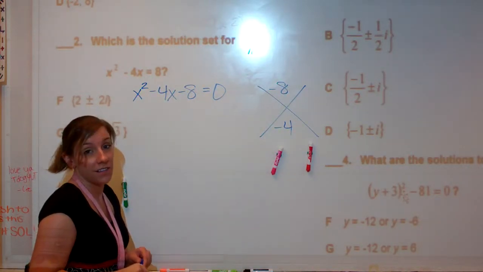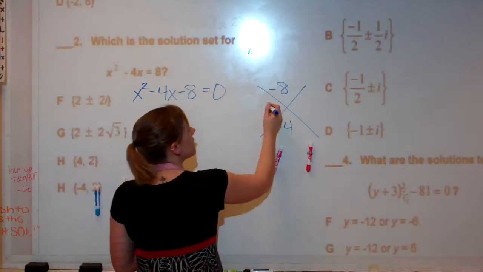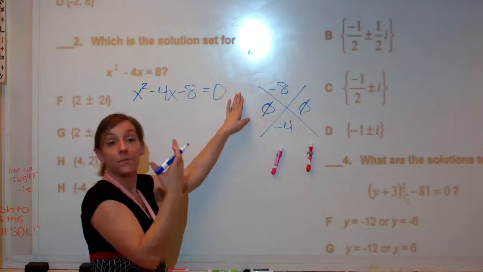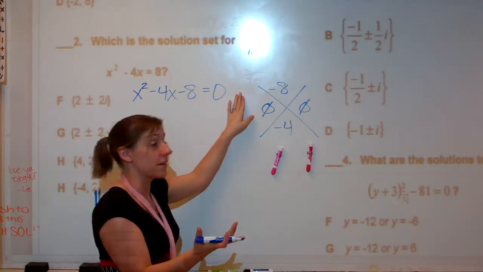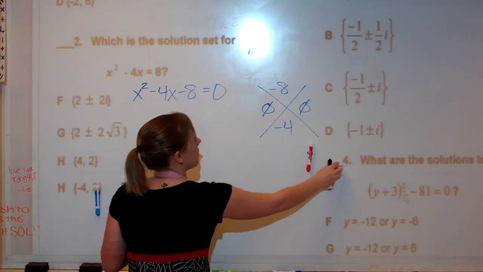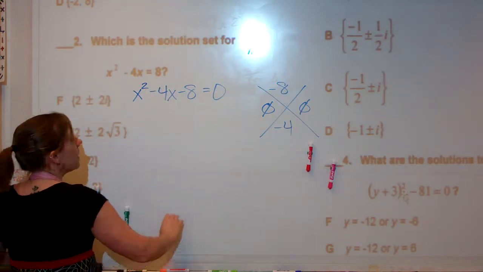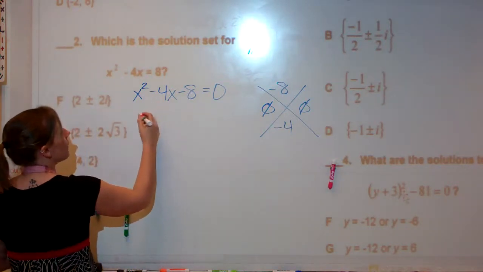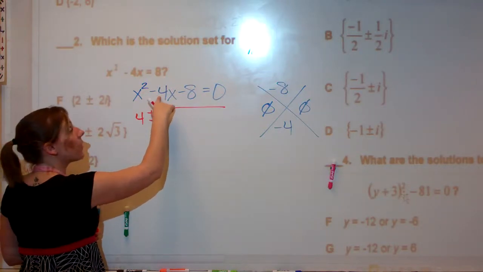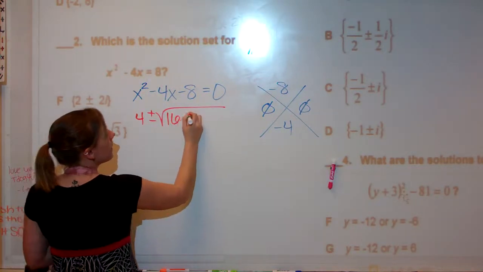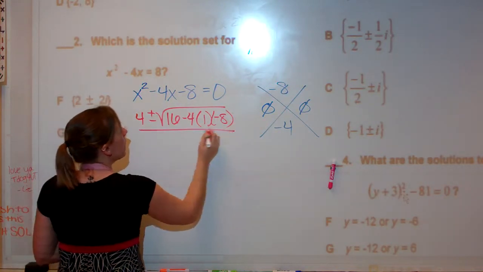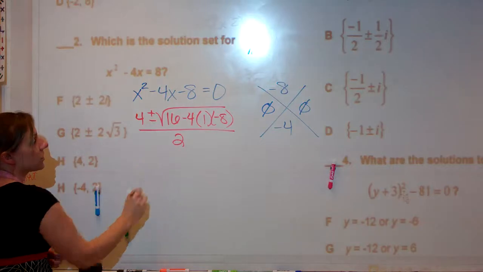All right, but unfortunately, there's not a pair. So since there's not a pair, that means that it won't factor. It means it's probably a fraction or a decimal in your calculator. So we really should turn to the quadratic formula. So when we turn to the quadratic formula, we get the opposite of b, so that's 4 plus or minus the square root of b squared. So I'm going to go ahead and write 16 minus 4 times 1 times negative 8 over 2 times 1, which is just a 2.